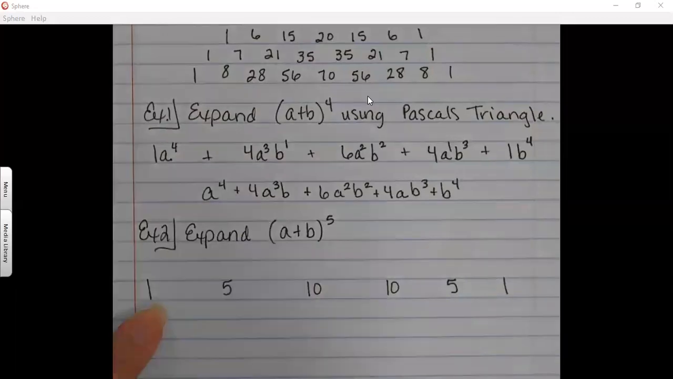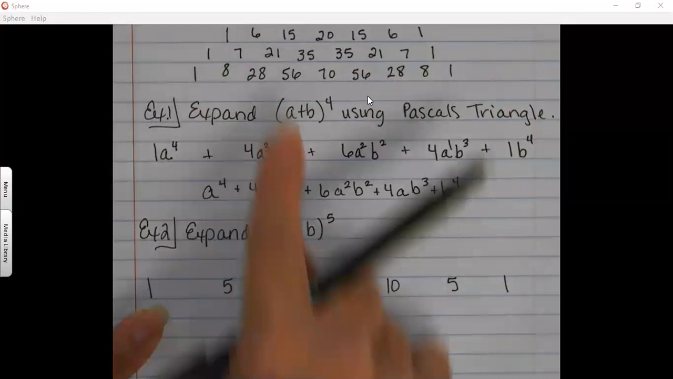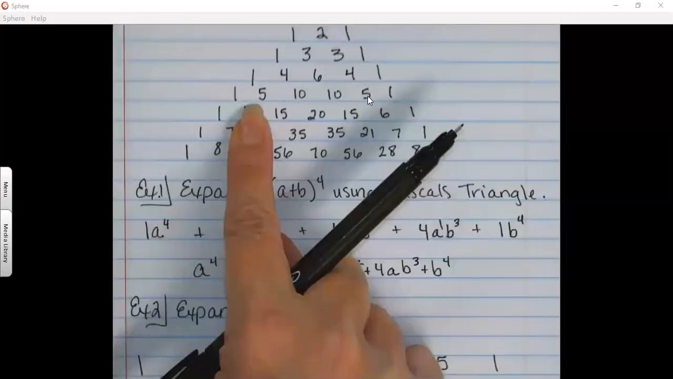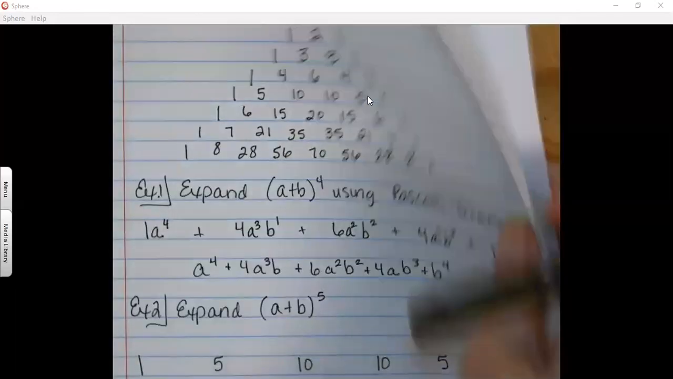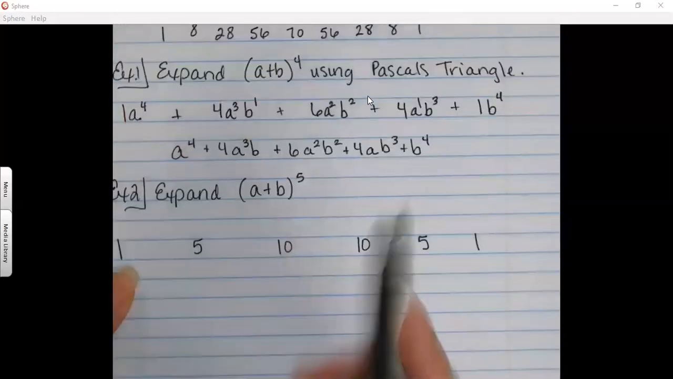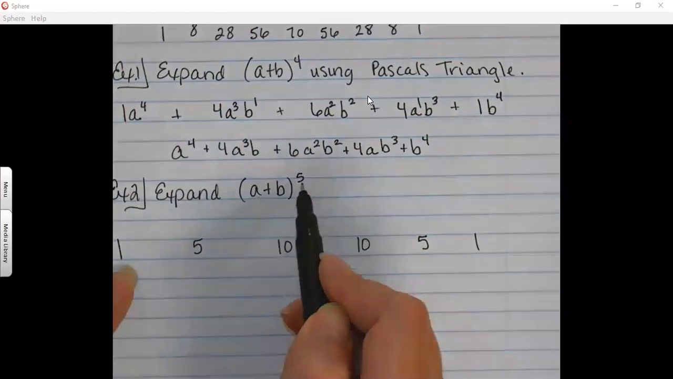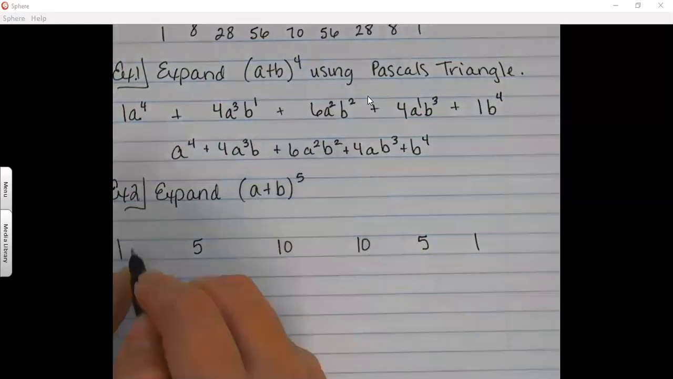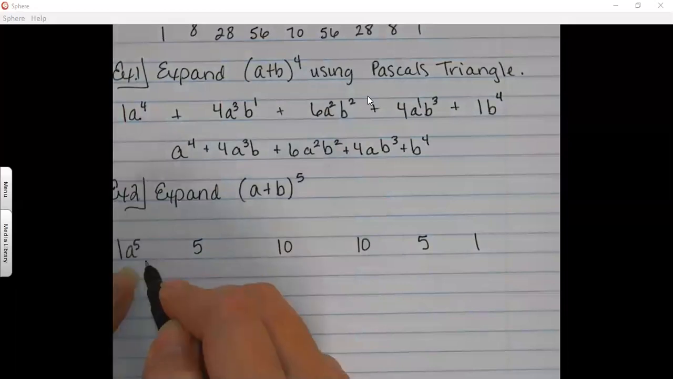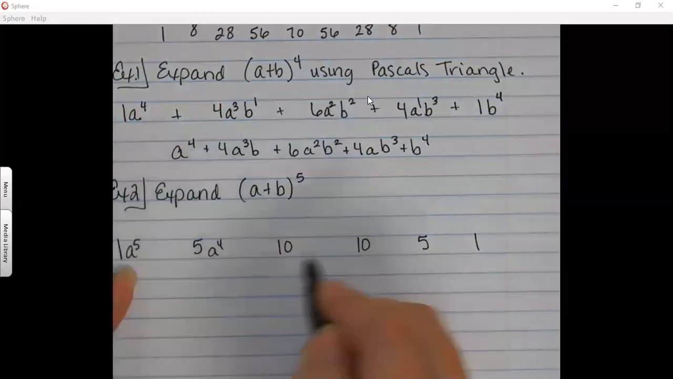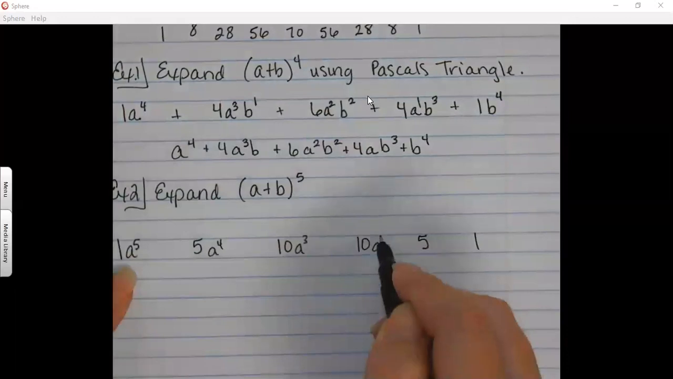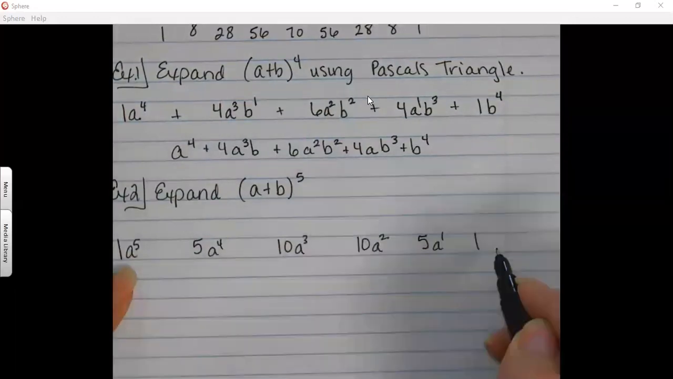Okay, good. So fifth power, we use the row where the second number is a 5, right? So 1, 5, 10, 10, 5, 1 are my coefficients. My first term is the first term in the parentheses raised to whatever exponent we're raising it to. So a to the fifth. And then I just go in order: a to the fourth, a cubed, a squared, a to the first, and a to the 0 in the final, which means there's no a in the last term.